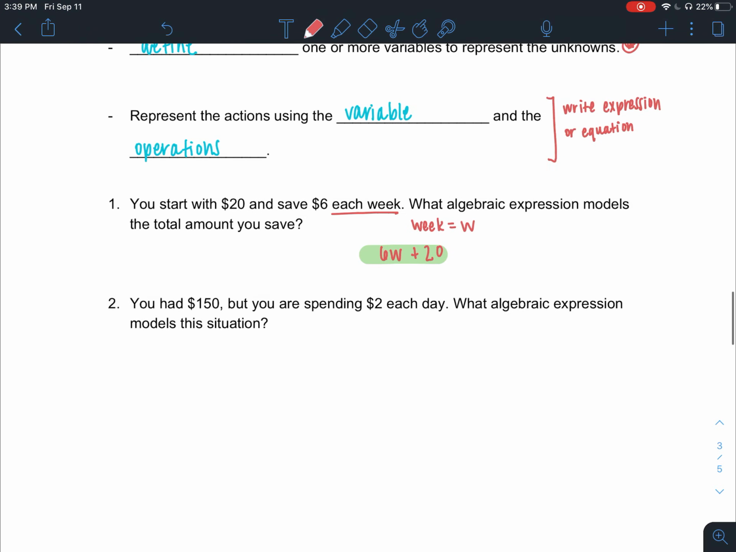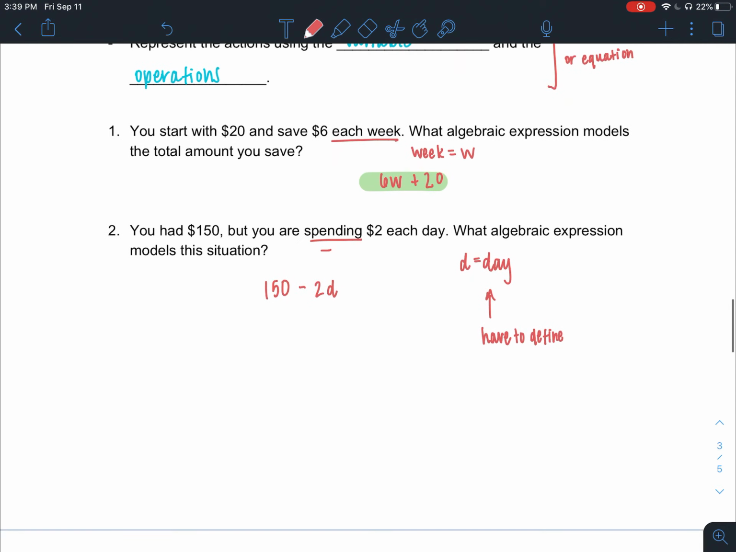Next up, try it on your own. You had $150, but you're spending $2 each day. Spending means subtraction. So I'm going to have $150 minus $2 each day. I have to define D as day. You have to define. Otherwise, you're going to get yourself into trouble. So make sure you define those. And that is the expression that we wanted. Oh no, I erased it. I meant to highlight it. And there's our expression.